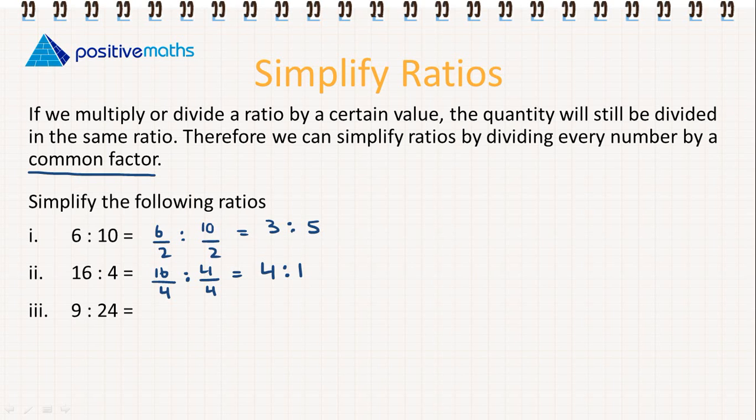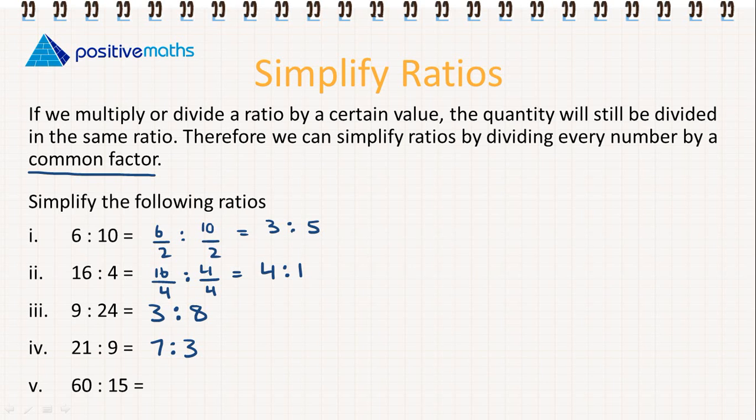Our next one, 9 and 24. A common factor here is 3. So 3 divides into 9 and 3 divides into 24. So we'll skip this middle step just to see. 9 divided by 3 is going to give us 3. 24 divided by 3 is going to give us 8. So 9 is to 24 is equal to 3 is to 8. Next one, 21 is to 9. Again, 3 is a common factor here. So 21 divided by 3 gives us 7. 9 divided by 3 gives us 3.